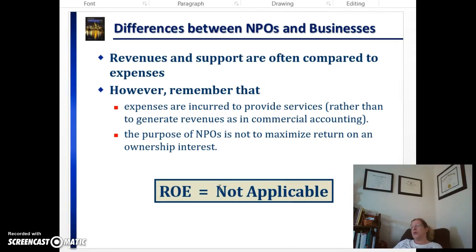Some differences between NPOs and businesses. Revenues and support are often compared to expenses. However, remember that expenses are incurred to provide services rather than to generate revenue, as in commercial accounting, and the purpose of NPOs is not to maximize the return on an ownership interest. So return on equity would not be applicable to NPOs.